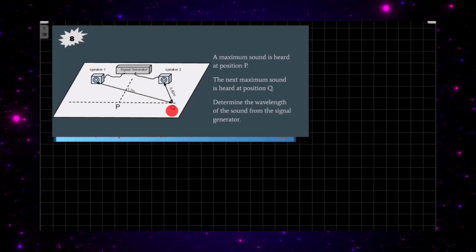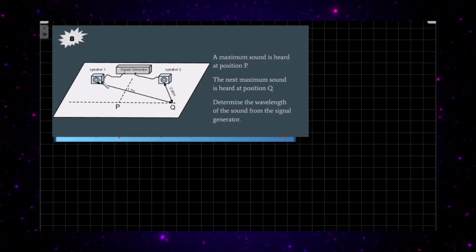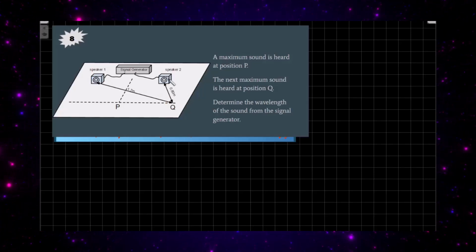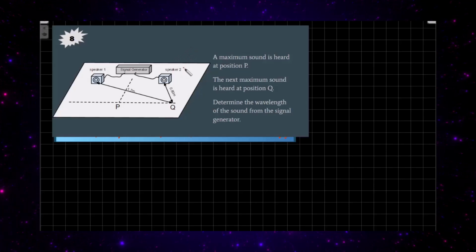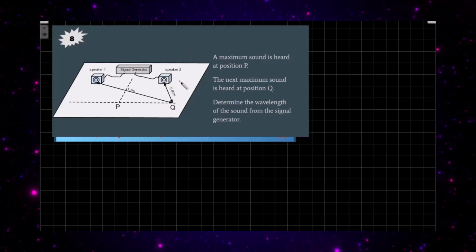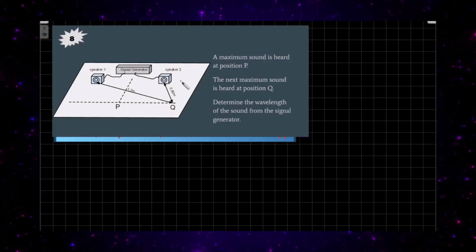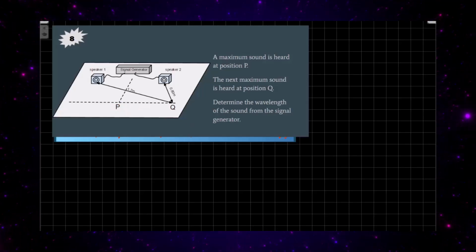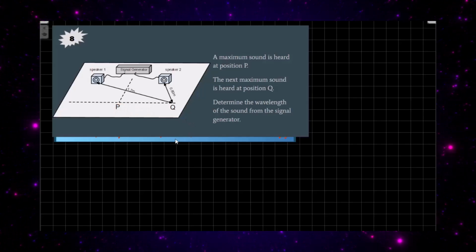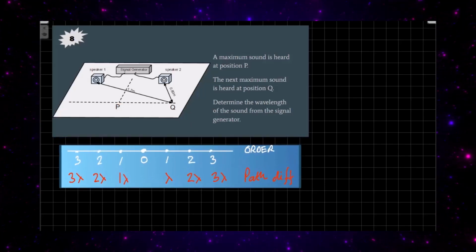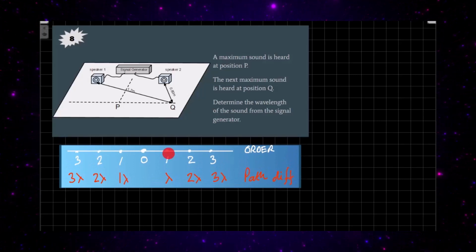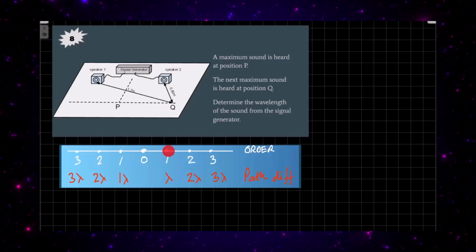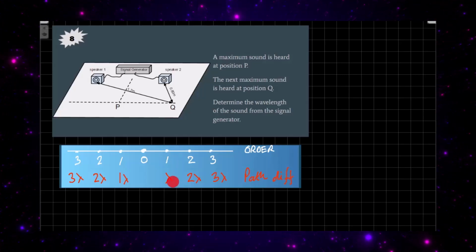Now, we're given the path difference to Q. That's like taking a ruler and measuring the distance from speaker 1 to Q and from speaker 2 to Q. And the two distances or two lengths are shown on the diagram. Now, what is the condition for the first maximum sound to be heard after the central maximum? And this can be remembered by using the following chart. We know that the first maximum sound after the central maximum tells us that the path difference between the two speakers is one whole wavelength.